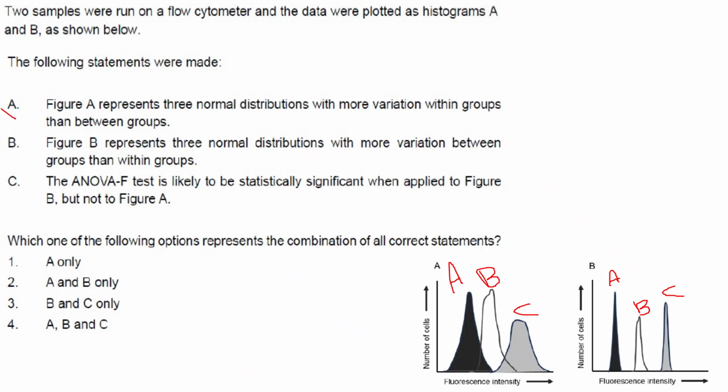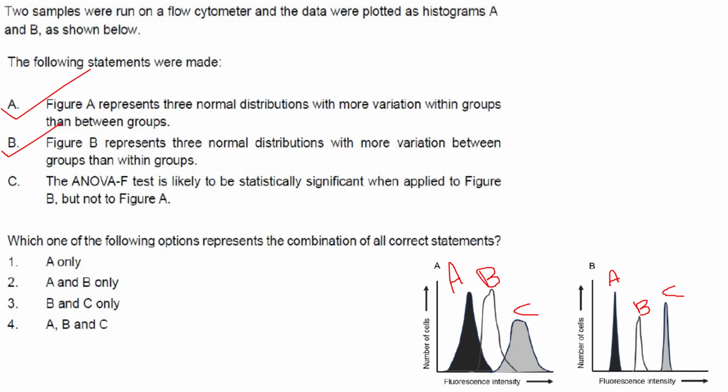Then figure B represents three normal distributions with more variation between groups than within groups. I just explained that also. Their peaks are separate, so within group variation is less when compared to variation between groups. So between A and B or A and C, variation is more, but within A the variation is less.